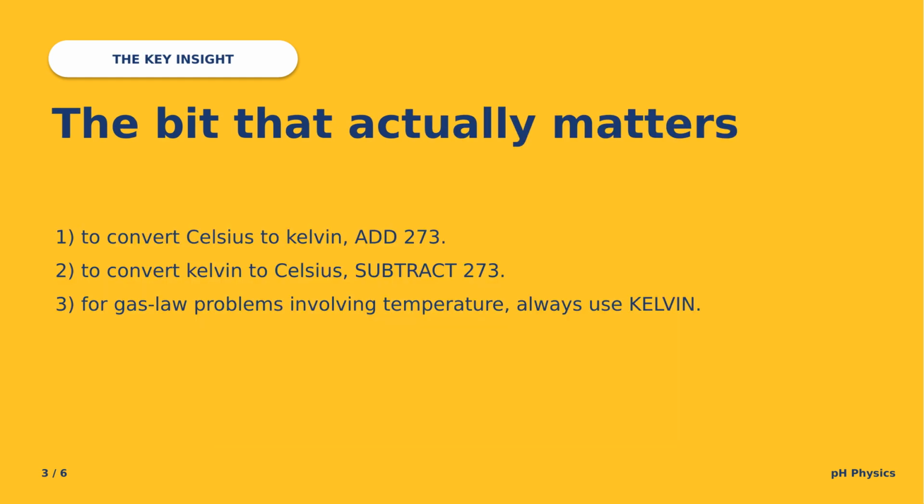Three things. 1. To convert Celsius to Kelvin, add 273. 2. To convert Kelvin to Celsius, subtract 273. 3. For gas law problems involving temperature, always use Kelvin.